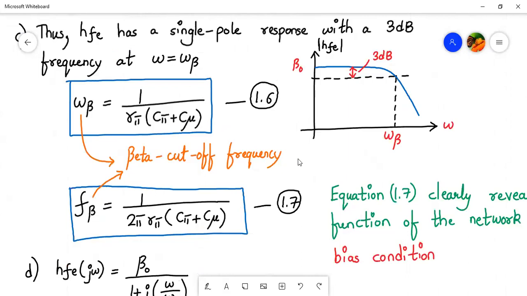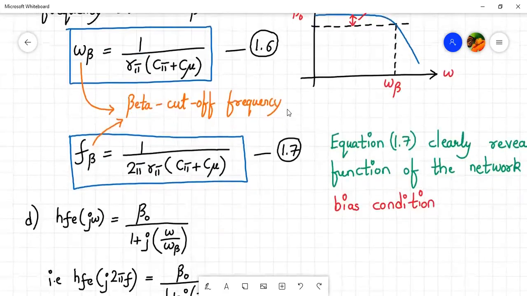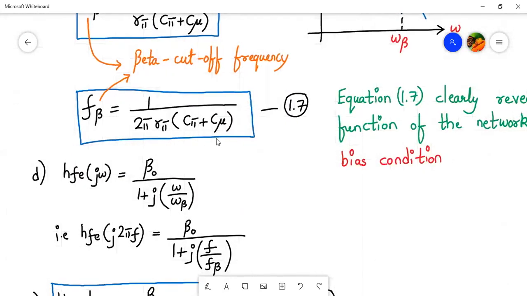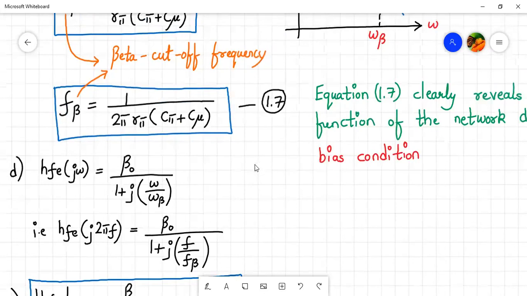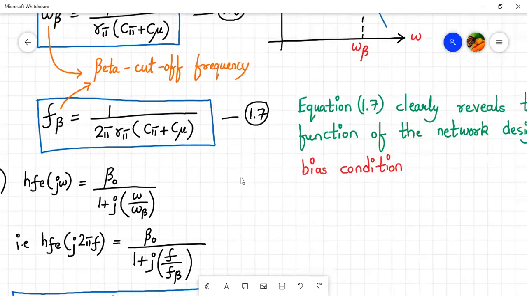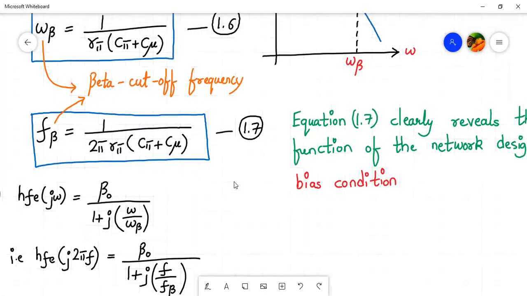That your beta cutoff frequency is dependent upon the biasing condition of the circuit. Okay, now let's proceed forward. Now we can write this same formula in this form. HFE of j omega will be equal to beta naught divided by 1 plus j omega upon omega beta, right?